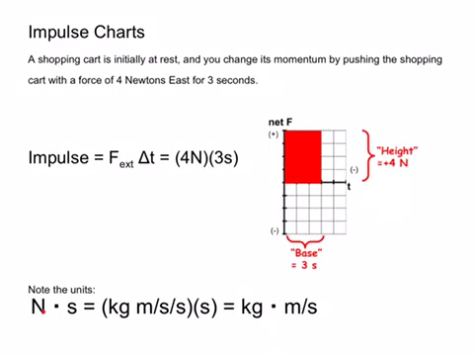Here, a newton is really just kilograms times meters per second per second. The second comes along for the party and cancels out one of these seconds, and we end up with units of momentum. So really, an impulse is measured in the same units as momentum. When we do this calculation, which is just a matter of multiplying these two numbers together, we have that the shopping cart experienced 12 newtons times seconds of impulse.